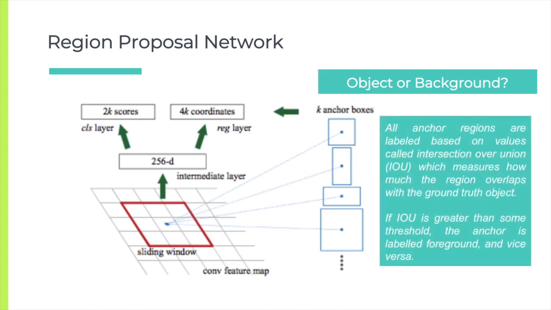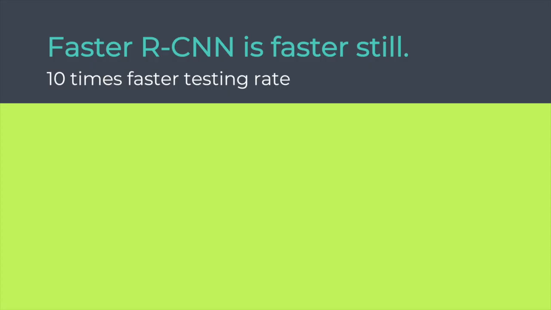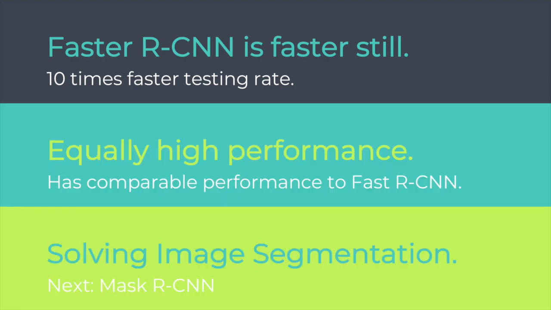The network is created by moving a sliding window over the feature map and determining whether the corresponding anchored boxes intersect significantly with a ground truth object. With the region proposal network, image testing is 10 times faster than its predecessor, with similar performance and accuracy.